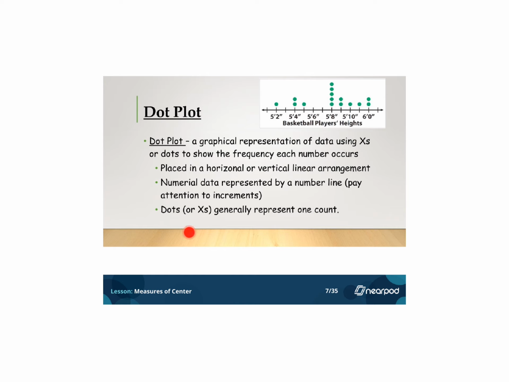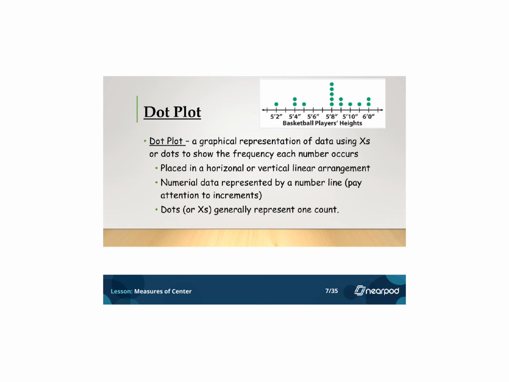It's placed in a horizontal or vertical line arrangement. Numerical data is represented by a number line. Pay attention to the increments. Remember, increments is kind of like, what are you skip counting by? So if I'm counting by ones, counting by twos, counting by threes, pay attention to that. The bottom part says dots or x's generally represent one count. So make sure you write everything down, and we're going to go quickly over what this means.